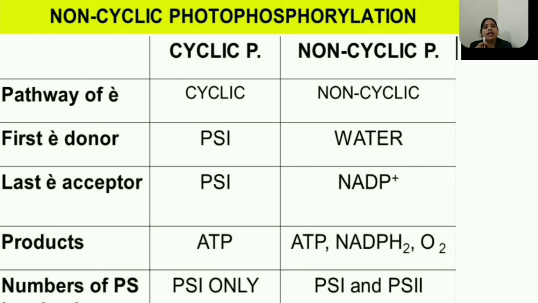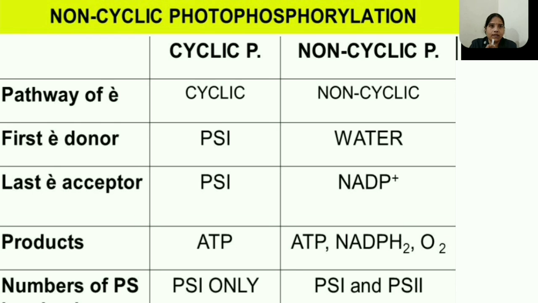Then, in cyclic, the transfer of electrons is cyclic, but in non-cyclic, the transfer of electrons is in a zigzag pattern, hence it is also known as the Z scheme. So here is the difference between cyclic and non-cyclic photophosphorylation.